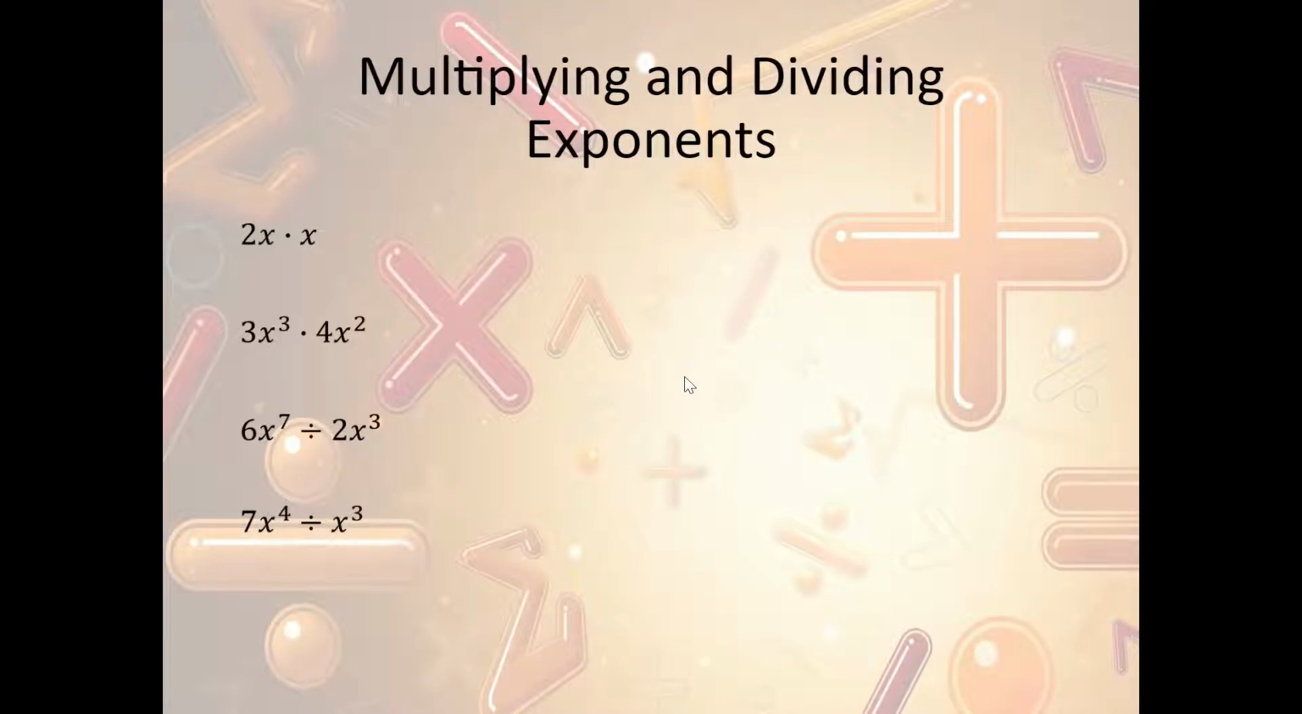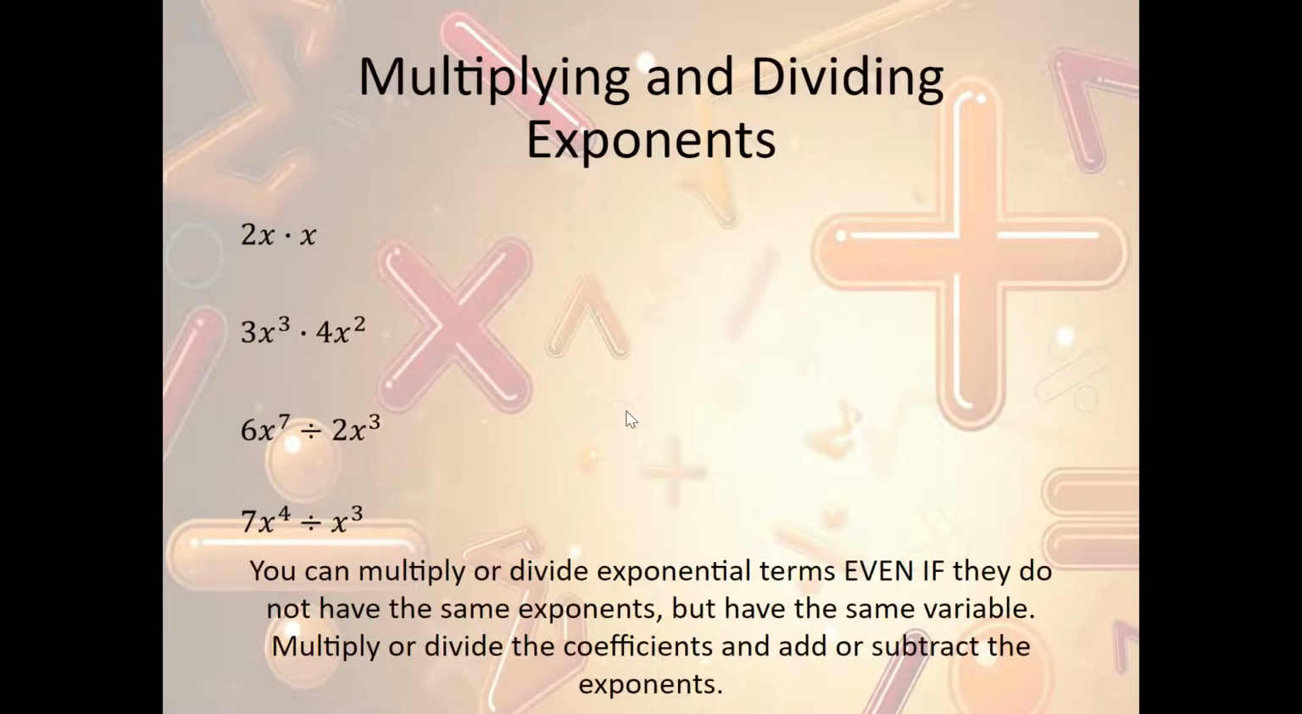Now when we multiply or divide exponents, the rule is this: when we multiply or divide exponential terms, even if they do not have the same exponents but have the same variable, we can still do it. The rule is we multiply or divide the coefficients and add or subtract the exponents. So if we're multiplying, we're going to add the exponents. So this is 2 times 1, so that's my coefficient. And I have an x to the first and an x to the first, so I'm going to add those exponents. So I get 1 plus 1 for my exponents. So 2 times 1 is 2, and 1 plus 1 is 2, so it should be 2x squared.